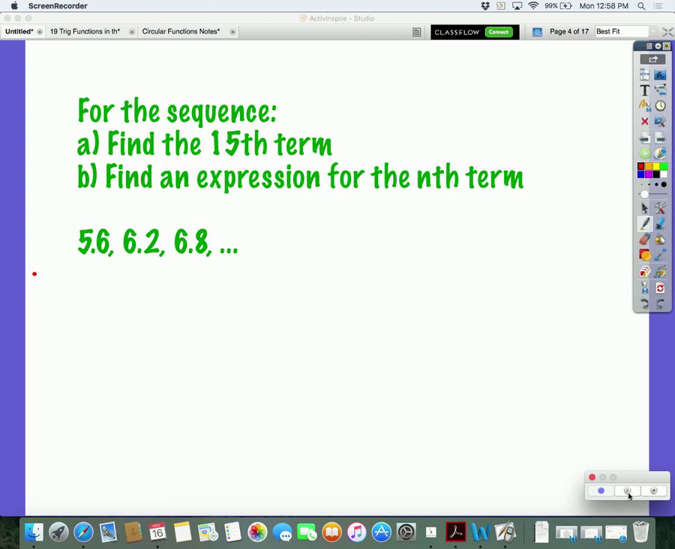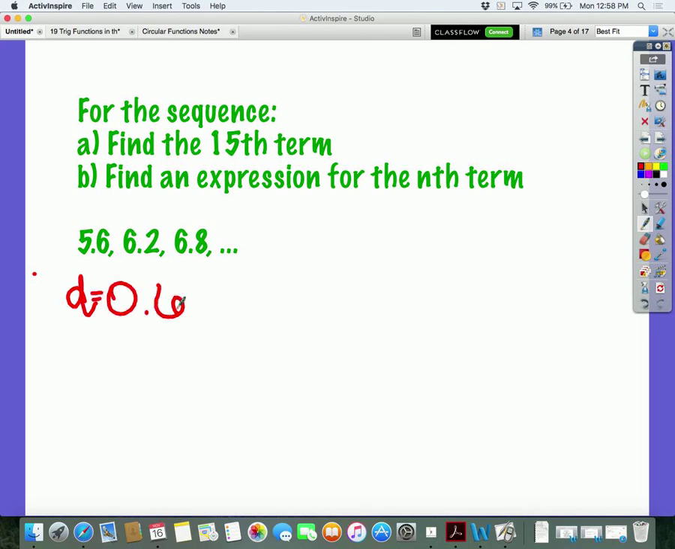All right. So first, is this arithmetic or geometric? So this is arithmetic. What is the common difference? 0.6. We're adding 0.6 every time. Now this can be done without your calculator. I want to see no calculators out. I'll let you know when you have a calculator problem. This is simple enough though. Find the 15th term.